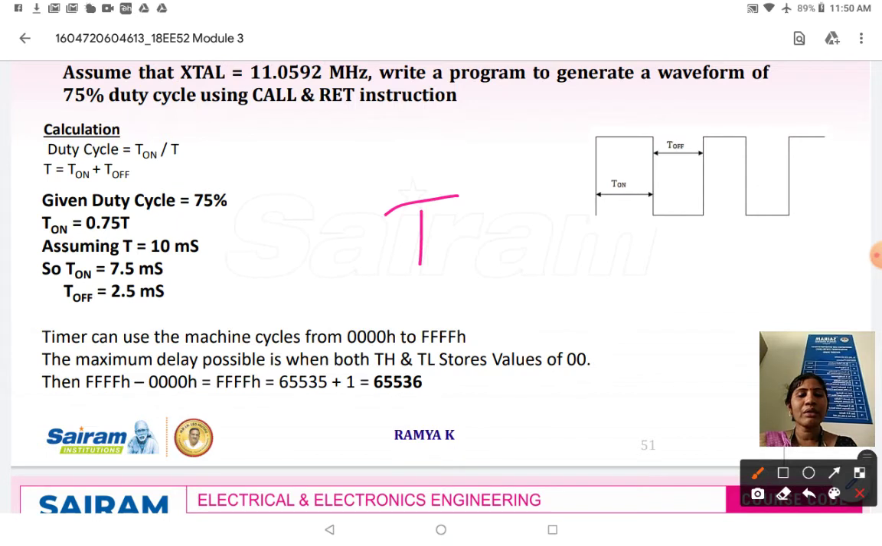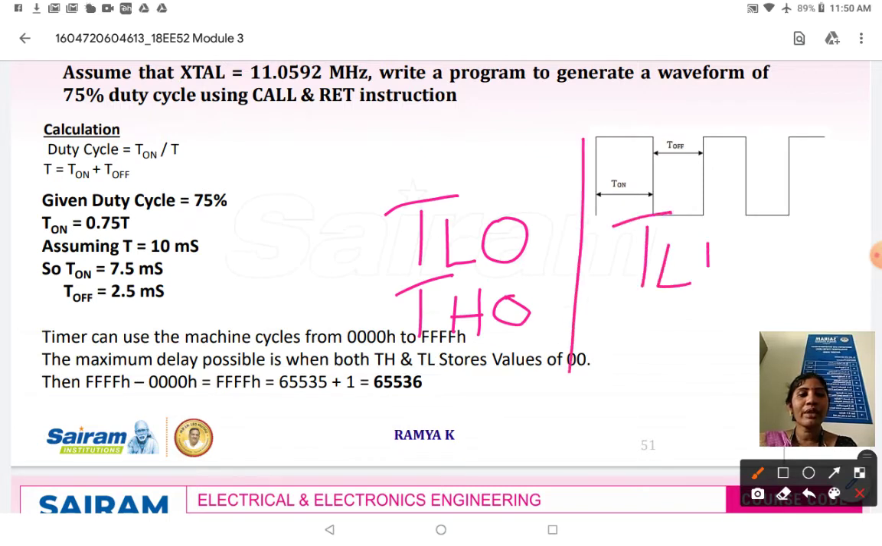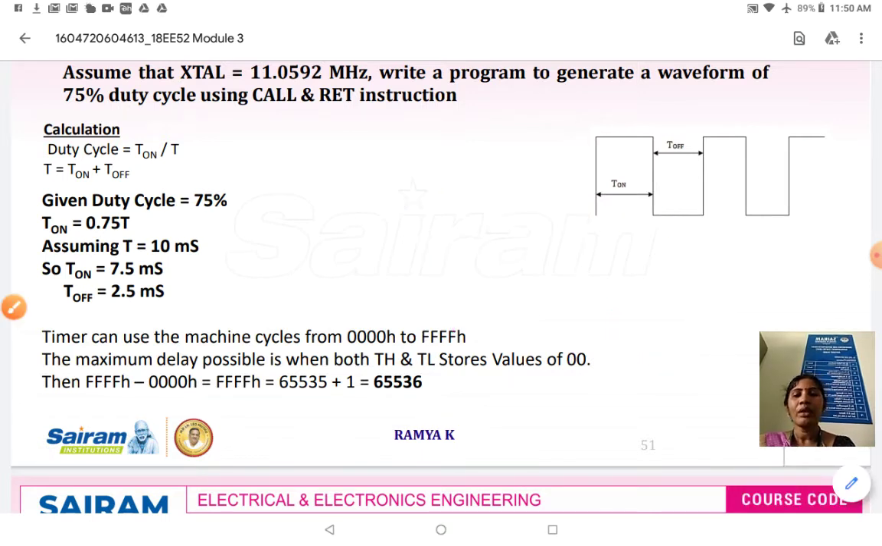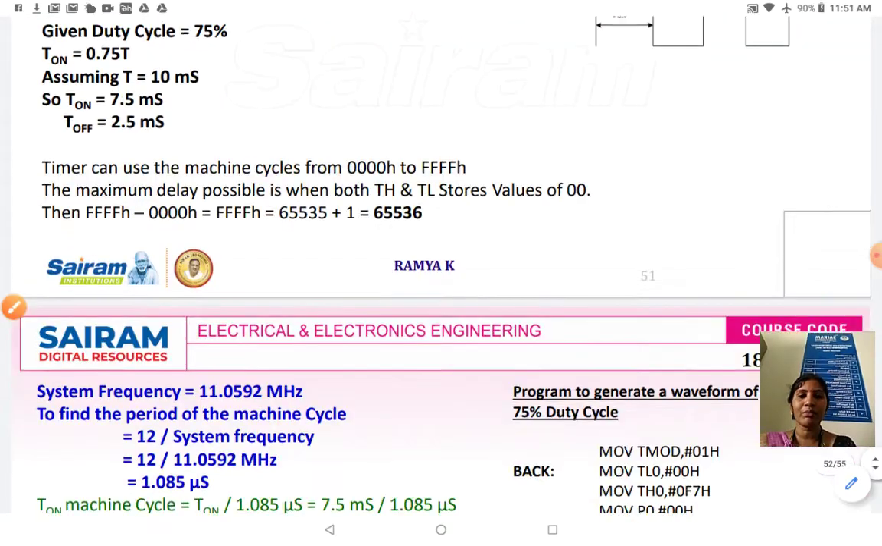I can use either timer 0 or timer 1. If I am going to use timer 0, I will be loading my 16-bit data in TL0 or TH0. Suppose if I am going to use timer 1, I will be loading my data in TL1 or TH1. Anything is fine. Next, what should be the possible values that we need to load in TH and TL register? So here the maximum count is from 0000 to FFFF. So 65,536 is your maximum count.